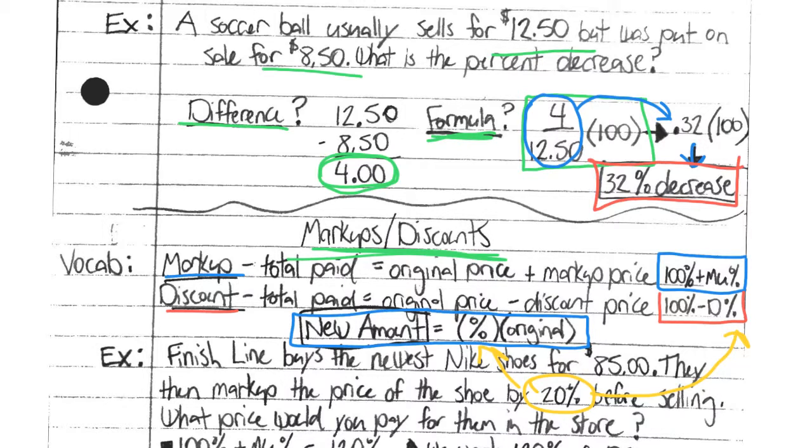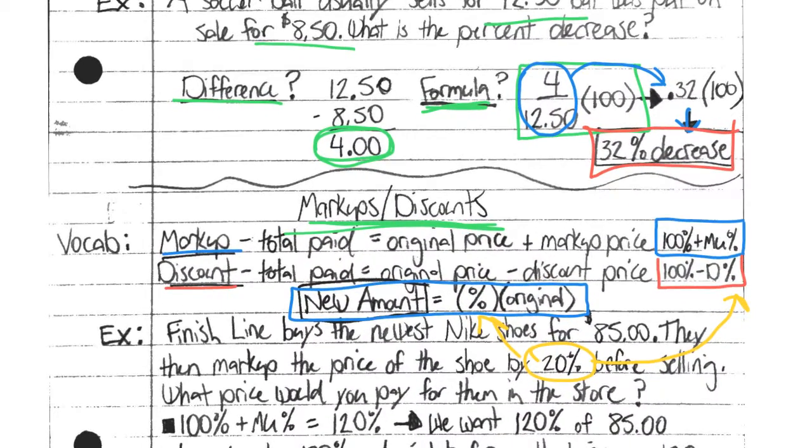So right here down below, I showed you that. It says 100% plus the markup percent equals 120%. So the percent right here is what goes into your formula. It's not just 20%. It's either 100 minus that or 100 plus that. So there's our percentage. Now our original price up there was $85, but there's something that we have to do first.